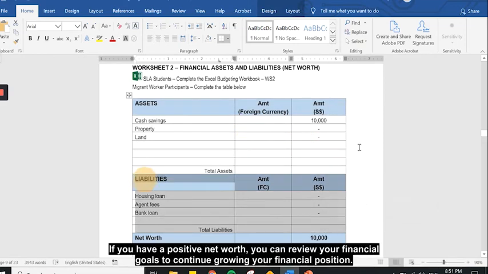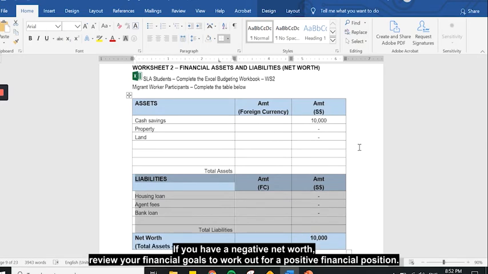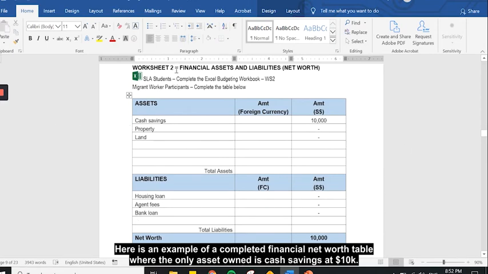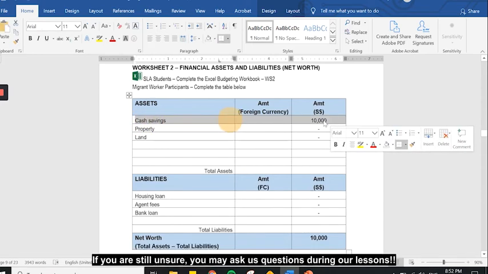If you have a positive net worth, you can review your financial goals to continue growing your financial position. If you have a negative net worth, review your financial goals to work out for a positive financial position. Here is an example of a completed financial net worth table where only the assets owned is cash savings at $10,000. If you are still unsure, you may ask us questions during our lessons.